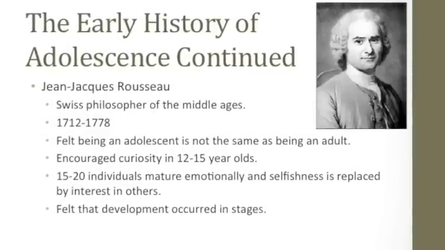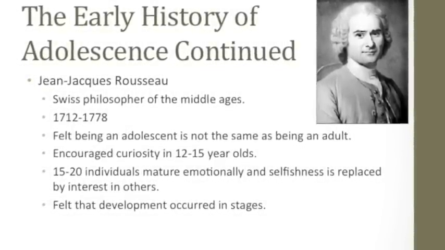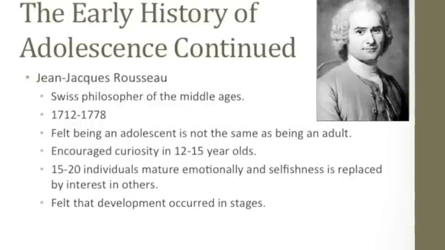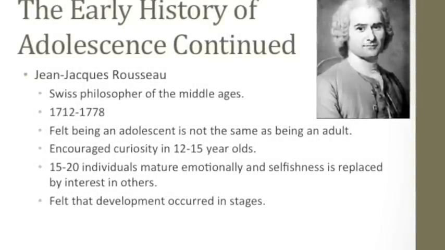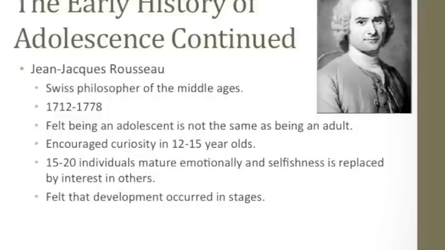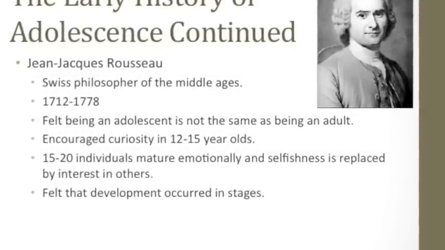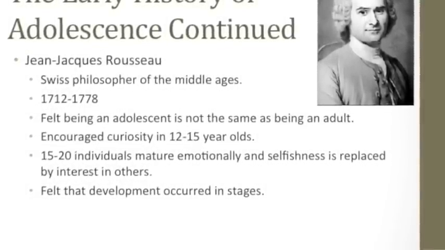All right, so next we have J.J. Rousseau, who was a Swiss philosopher of the Middle Ages. And he felt being an adolescent is not the same as being an adult. He encouraged curiosity in 12 to 15-year-olds. He felt 15 to 20-year-old individuals mature emotionally, and selfishness is replaced by interest in others. And he felt development occurred in stages.